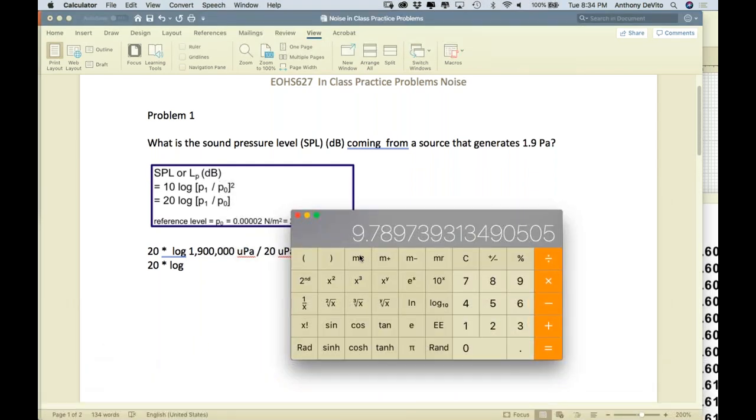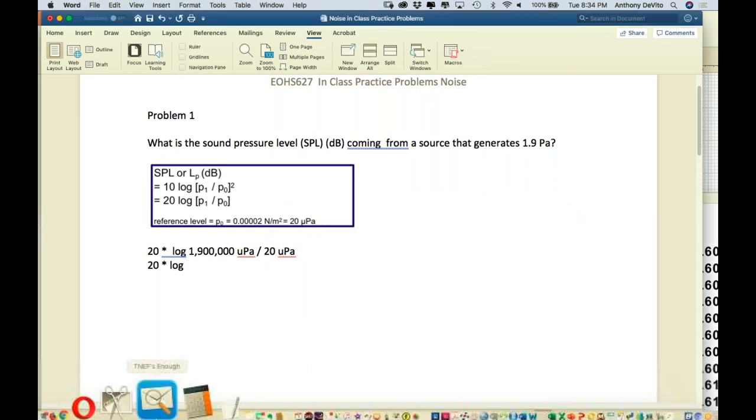Clear. Good. Come on, clear. Come on, cooperate.